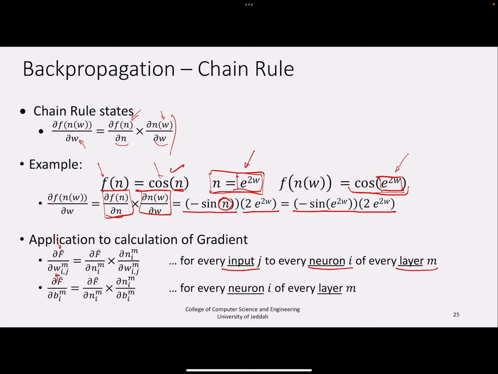To update bias values, we will apply the chain rule to find the partial derivative of the mean square error function with respect to every bias of every neuron i in every layer m. So again, that can happen many times depending on the size of your neural network.